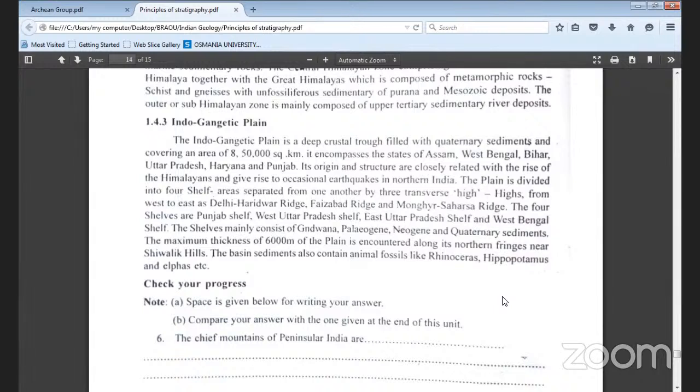The shelves mainly consist of Gondwana, Paleogene, Neogene, and Quaternary sediments. The thickness is about 6,000 meters, and it is encountered along the north fringes of the Shivalik hills. And these segments contain animal fossils like rhinoceros, hippopotamus, and elephas, etc.